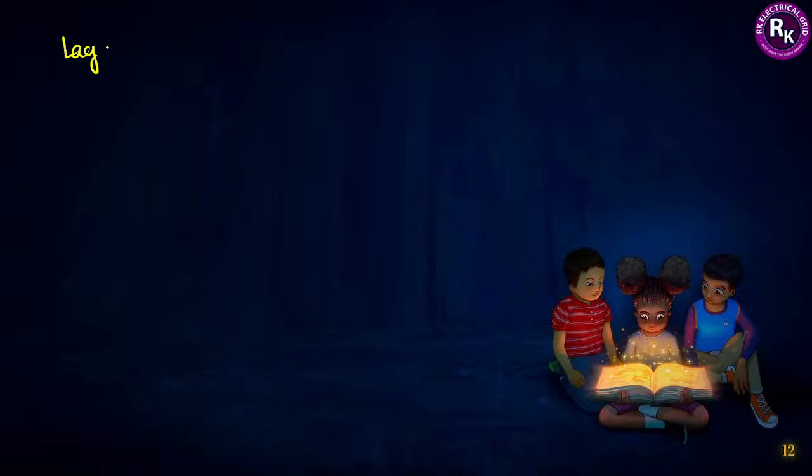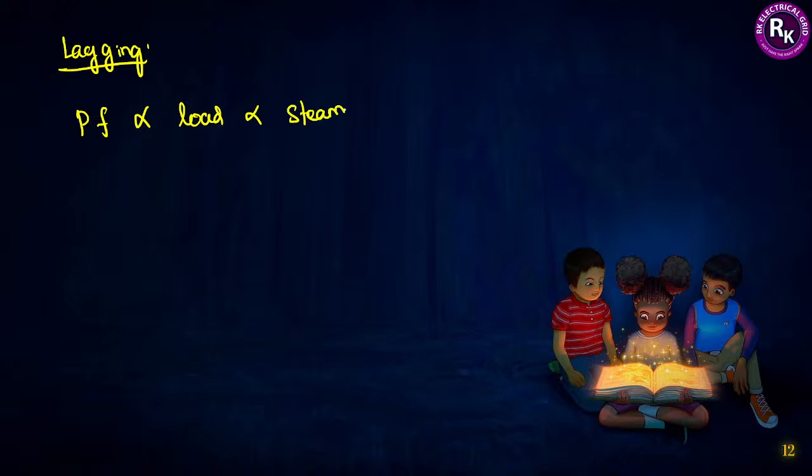Now, suppose our alternator is being operated in the lagging region. If you are operating the alternator in the lagging region, you can take the direct relation. Power factor will be directly proportional to load, and of course directly proportional to steam input. At the same time, during the lagging condition, your alternator will try to deliver the reactive power. This delivery of the reactive power also will be inversely proportional to steam input.